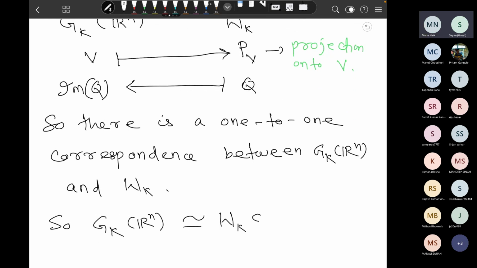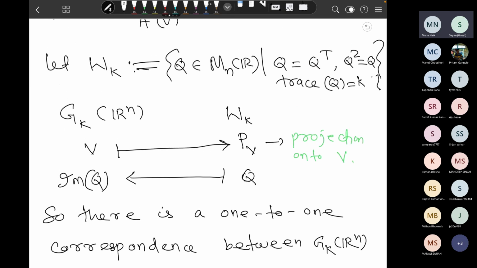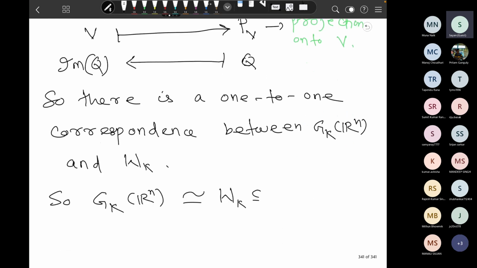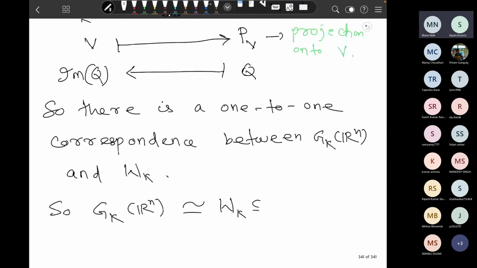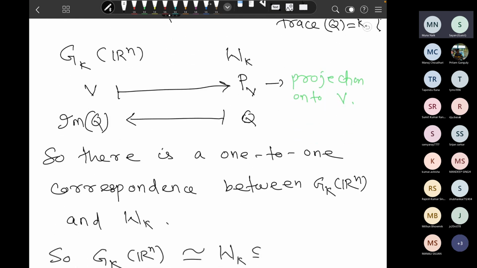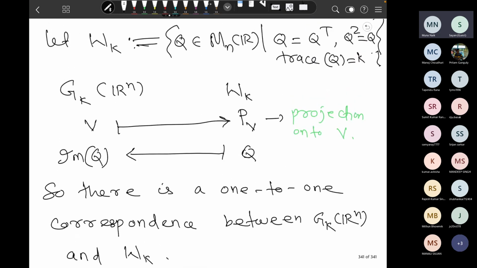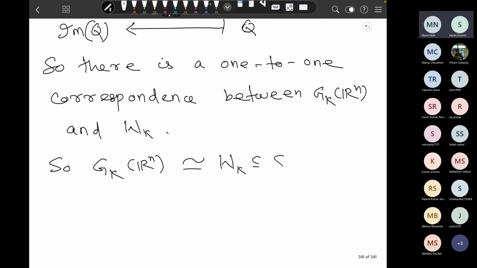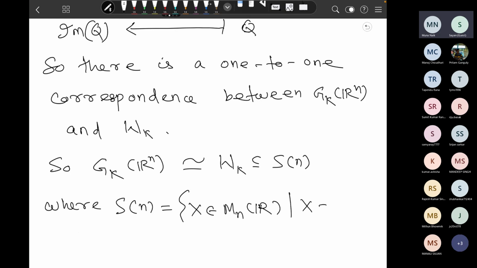Now if you look at the description of WK, there is a very natural vector space where this WK is a subspace. What is that natural vector space? This set sits inside the set of symmetric matrices. WK sits inside SN, where SN is really the set of X belonging to MNR such that X is equal to X transpose. We have used this notation in the beginning.